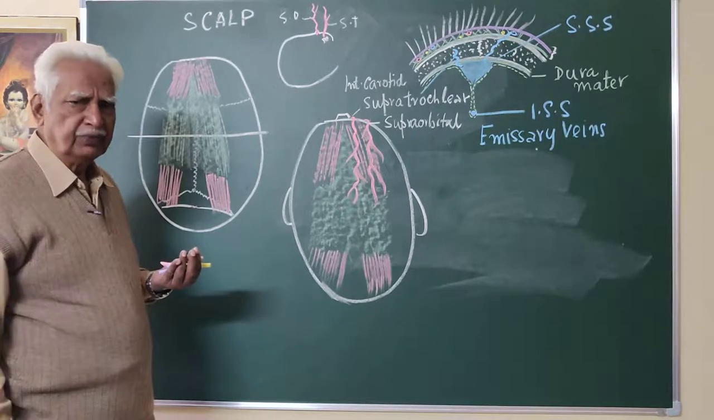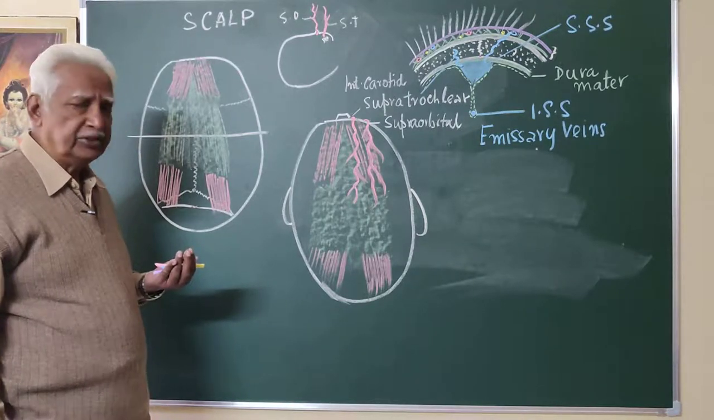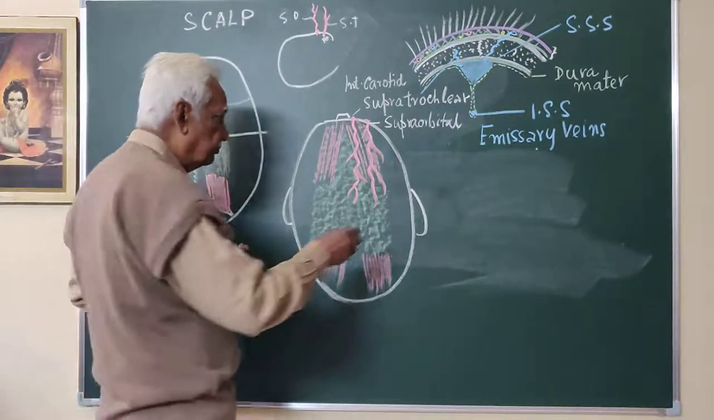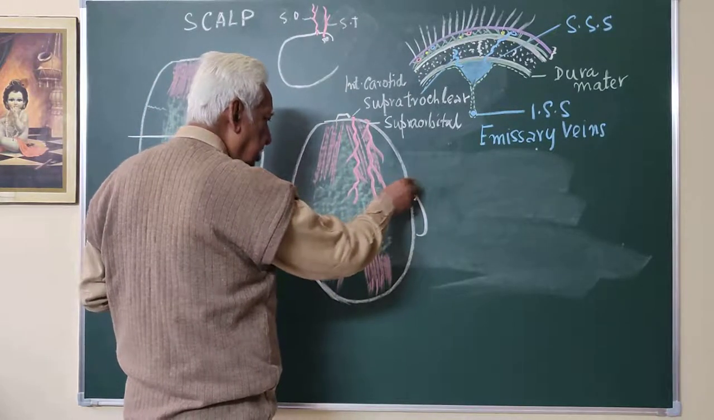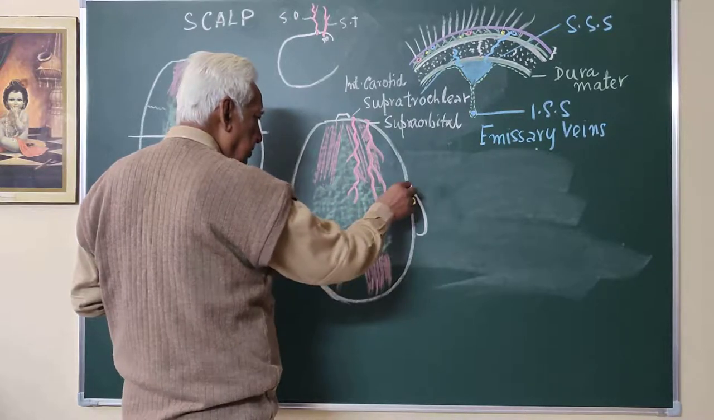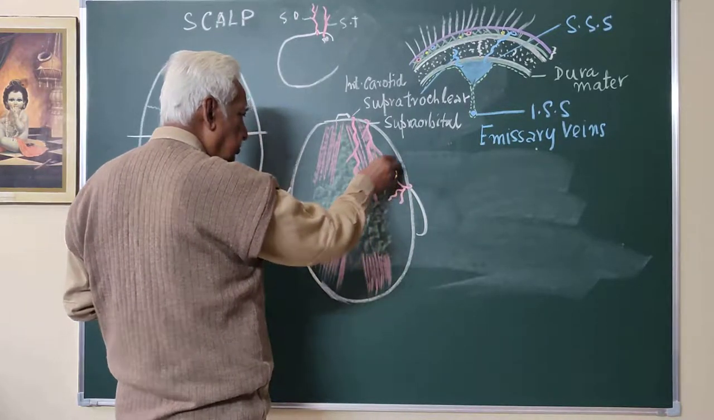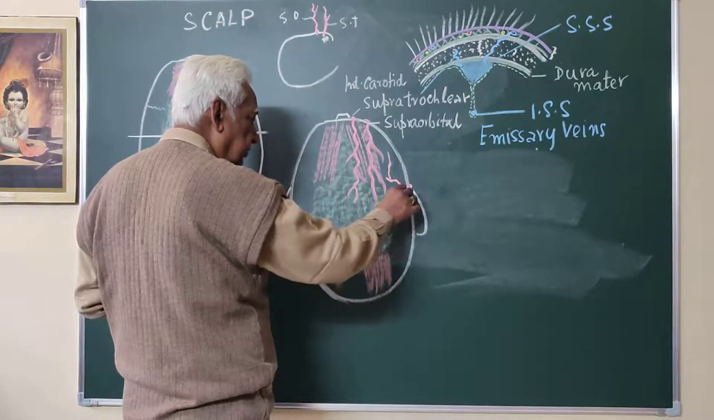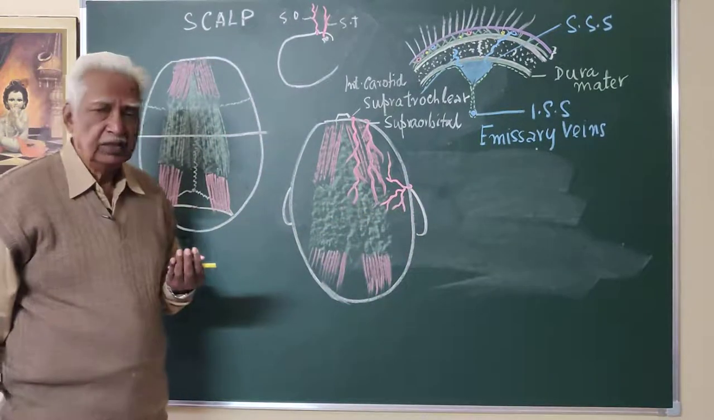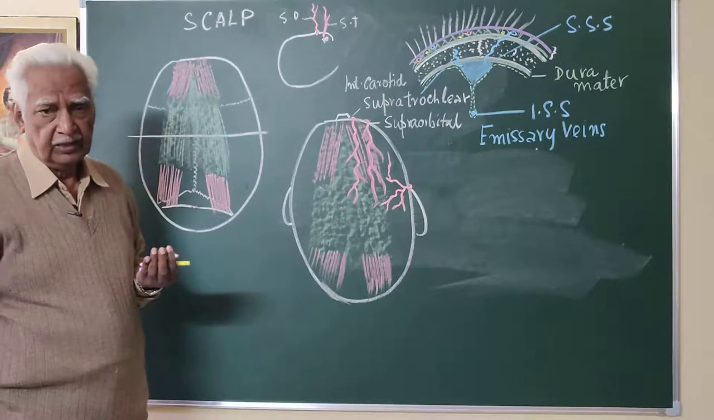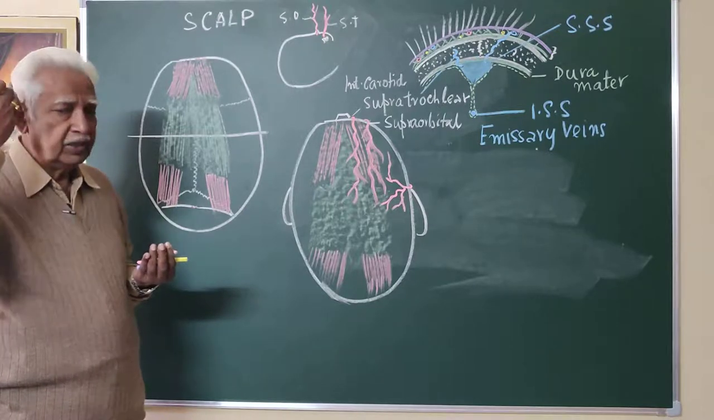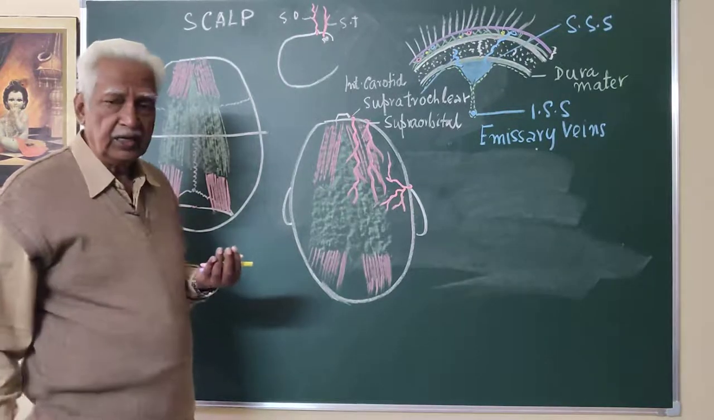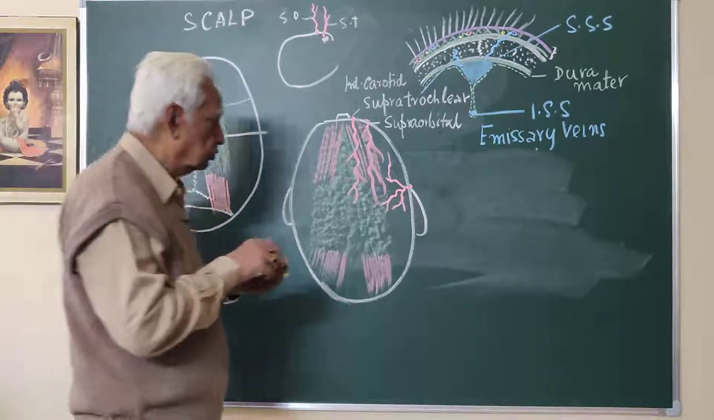Now, external carotid gives a number of branches, and those branches we shall take when we pass on to the region of the neck later on, but the arteries which come in the region of the scalp are to be understood, and these arteries, three in number, will all be branches from the external carotid. One is coming just in front of the auricle. This artery is passing in front of the auricle, and as this region is the temporal region, the artery is called superficial temporal artery.